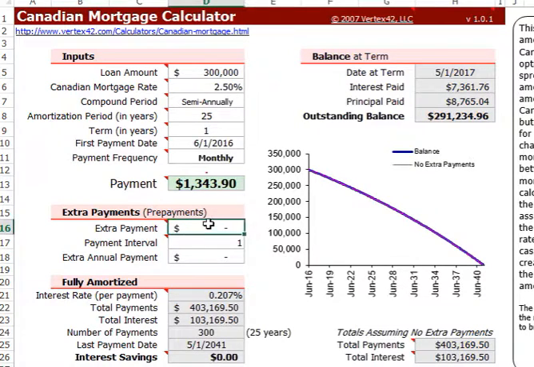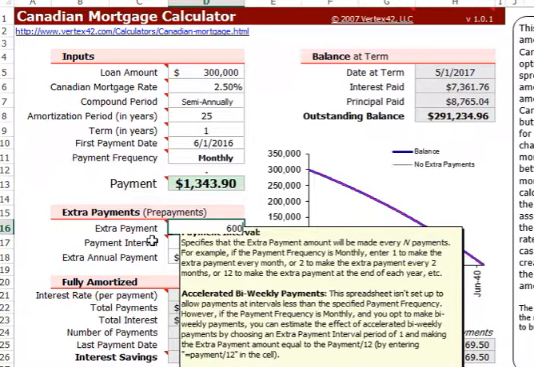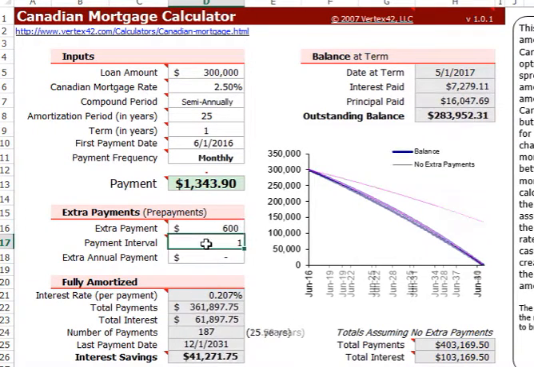If we add that $600 in here, and the payment interval is going to be 12 to make the extra payment at the end of each year. No, we're going to enter 1 to make the extra payment every month. All right, so we're good there.